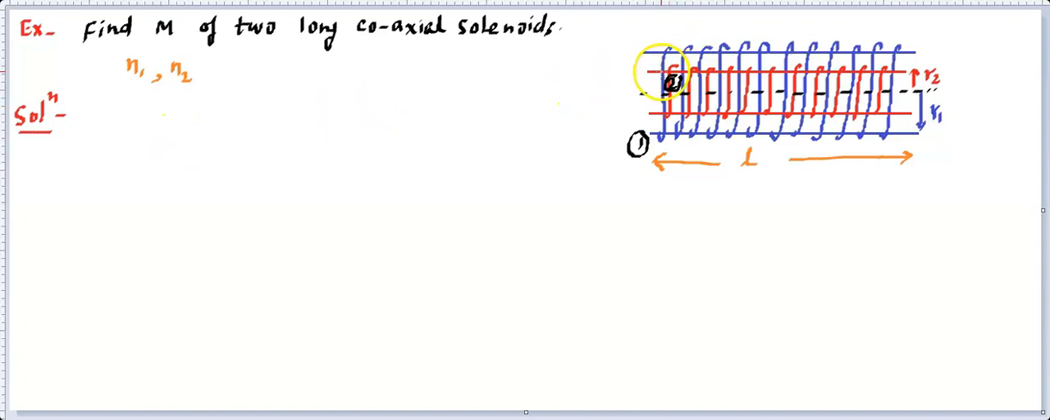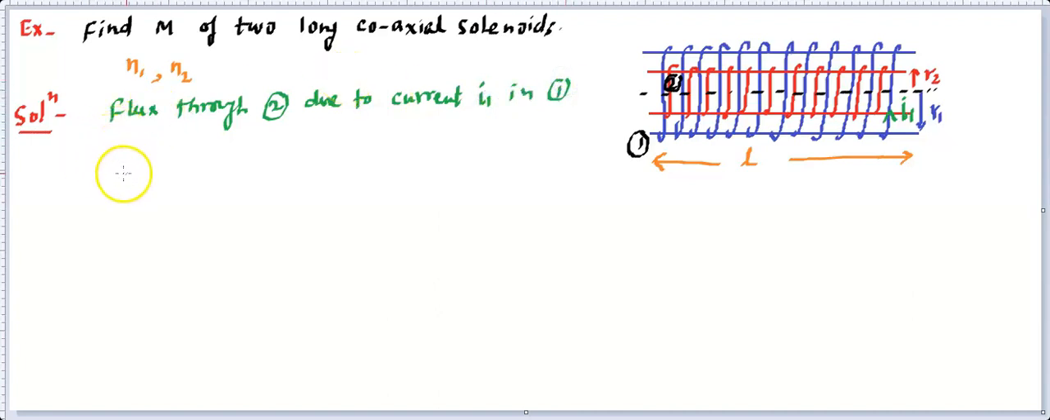Let's say I start the current in this one. Choice is yours. Let's say one solenoid has a current I1 passing through this first solenoid. We need to find the flux through the second solenoid, and then say this flux is going to be proportional to I1. Whatever number comes will become the mutual inductance. You can also work otherwise: start the current in the second and measure the flux through the first. Let me write here: flux through the second solenoid due to current I1 in the first solenoid.